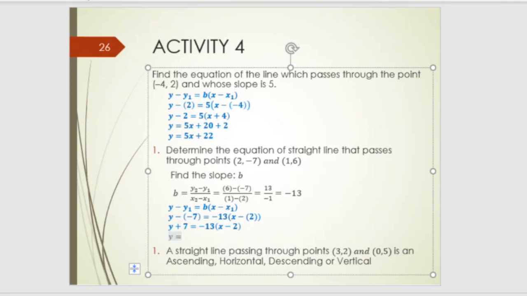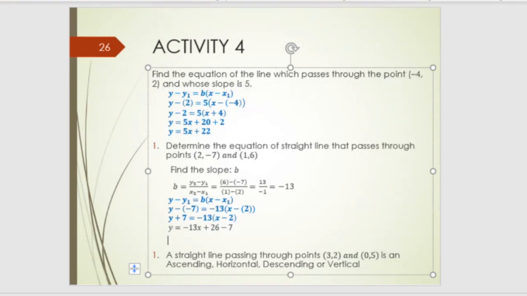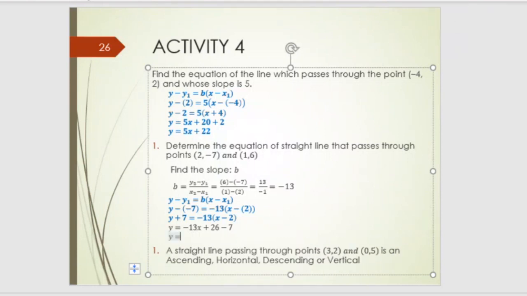So we have y, then we'll take 7 to the other side. On the other side, we'll remove the brackets. -13 by x is going to be -13x. -13 times -2 is going to be positive 26. Then minus 7. So the final answer, this equation is going to be y equals -13x plus, what is 26 minus 7? Is it 19? 19 it is. All right, thank you. So this is the equation that you will get.